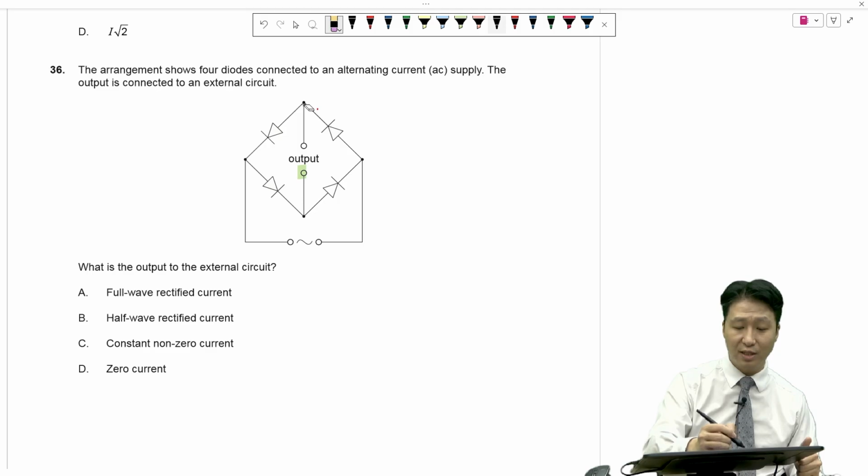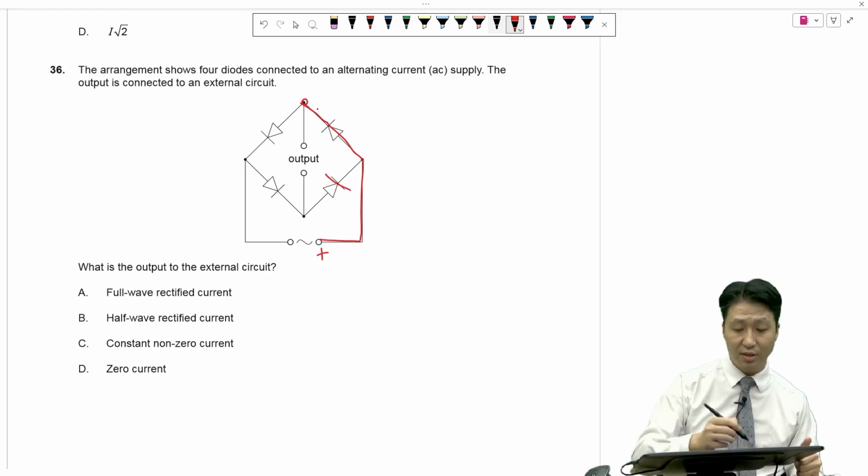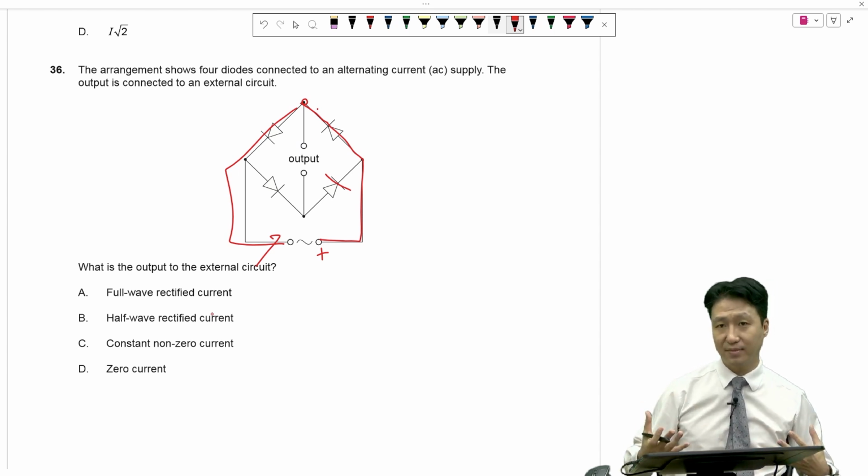So what happens if you do it like this instead? Well, let's say you put a positive side here. The voltage and current will go this direction. It gets blocked here. It goes through here. But notice it is not forced to go into the output. It can just go directly to the other side. It skips the output. Basically, it short circuits.